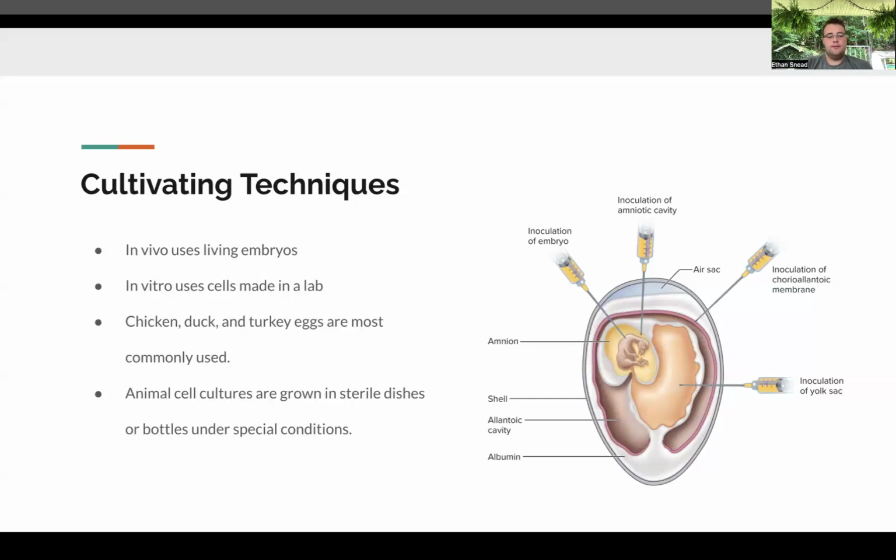The most common types of cultures are animal cells, and they are commonly grown in sterile dishes or sterile bottles, and these dishes and bottles are under special conditions such as environmental growing conditions and so forth.